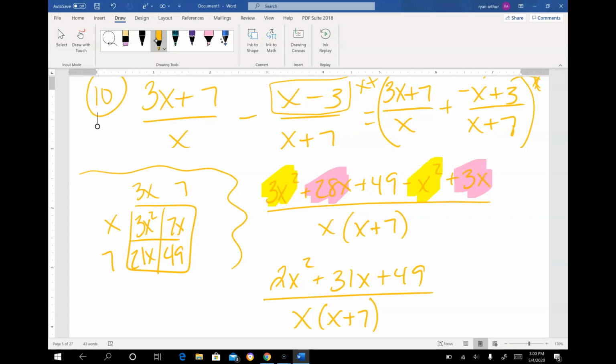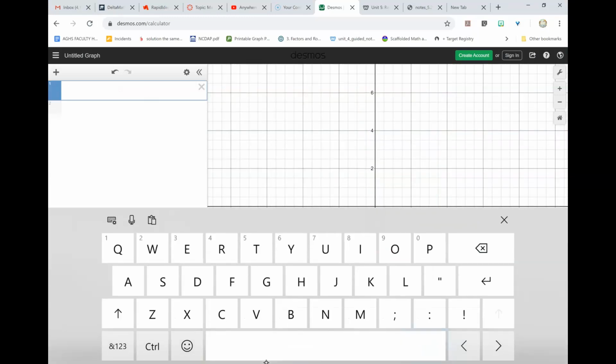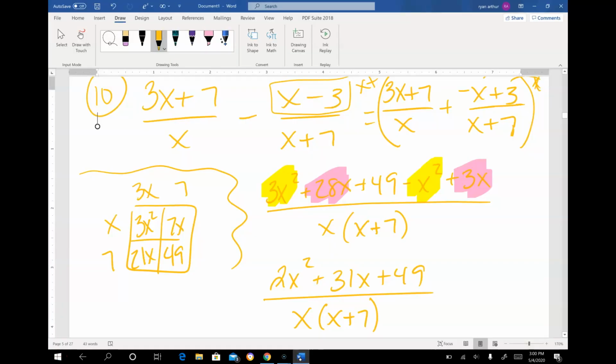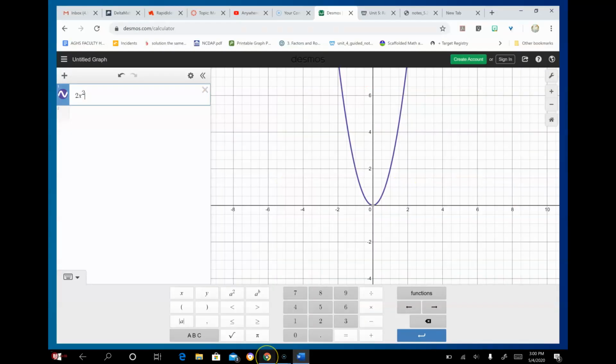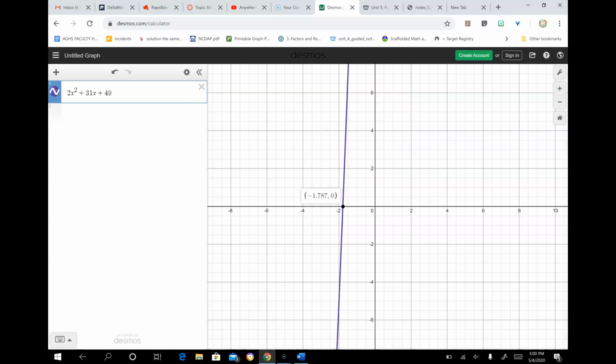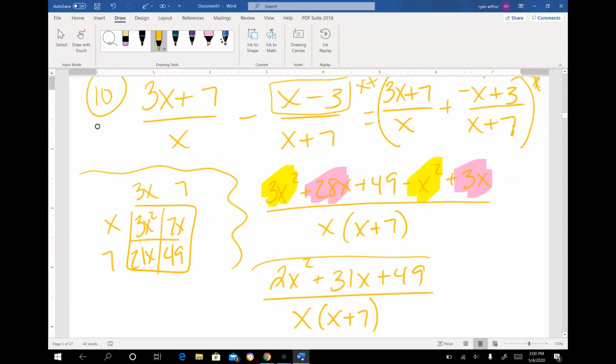Okay? We're going to Desmos. We're going to do, go away keyboard, 3x squared, that's 2x squared, right? Yeah. Plus 31x plus 49. Yeah. And it's not factorable. Okay, so that is your answer. Okay?